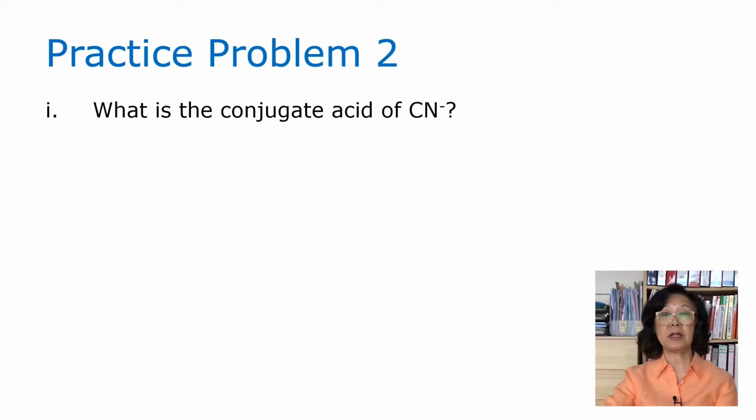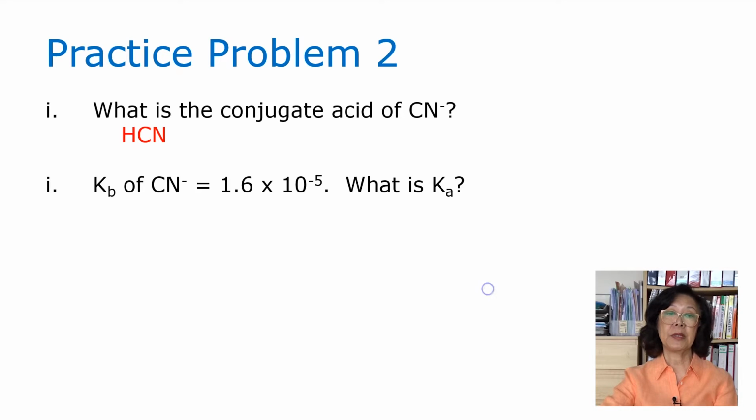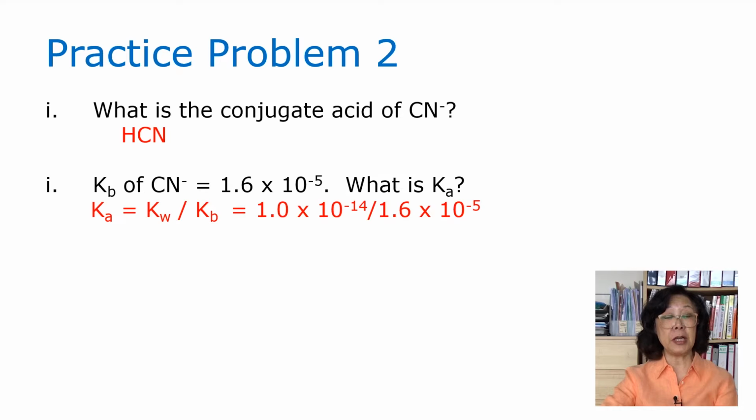What is the conjugate acid of cyanide ion? To find the conjugate acid, we have to add a proton to it, so it is HCN, hydrocyanic acid. Given the Kb of cyanide ion is 1.6 times 10 to the minus 5, what is Ka? Remember Ka is equal to Kw over Kb, so this is 1.0 times 10 to the minus 14 over 1.6 times 10 to the minus 5. And we have 6.3 times 10 to the negative 10 for the Ka value.